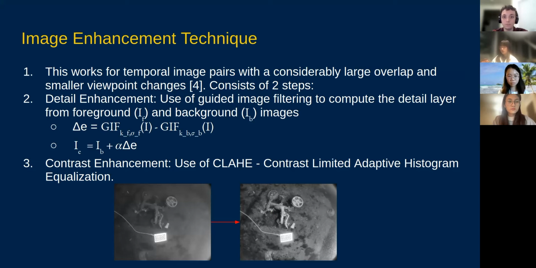First, we use guided image filters to compute foreground and background filtered images. These images are subtracted from one another to create a residual image. The residual is overlaid on top of the background image to create the detail image. Lastly, we use contrast-limited adaptive histogram equalization to distribute the intensity of the image such that the contrast of features is maximized.